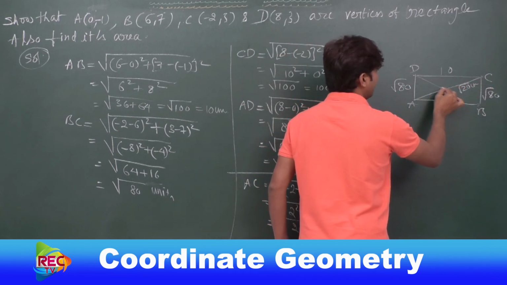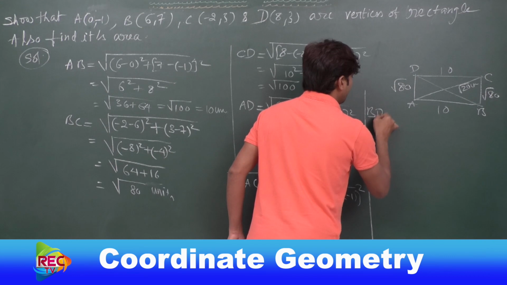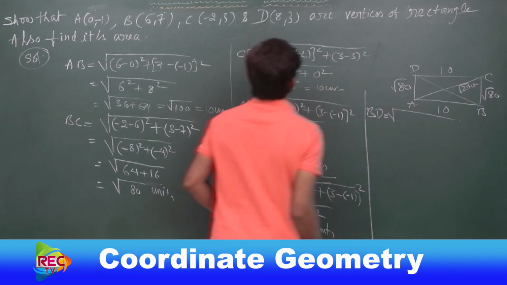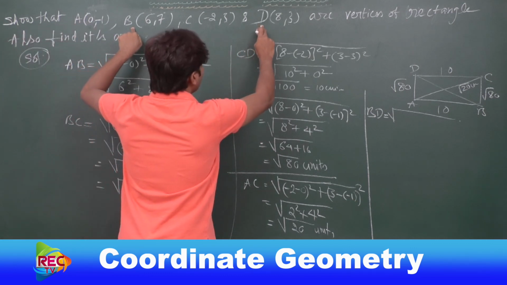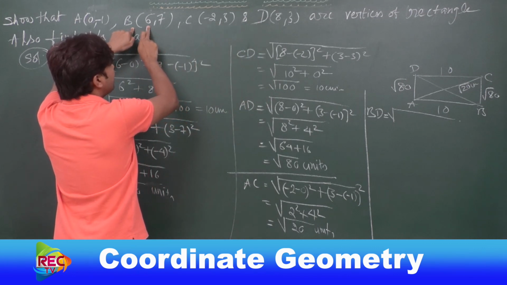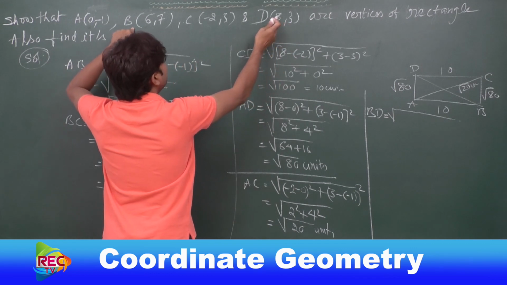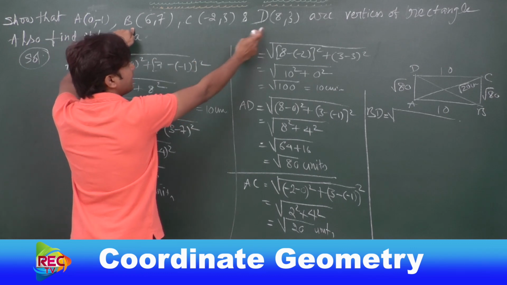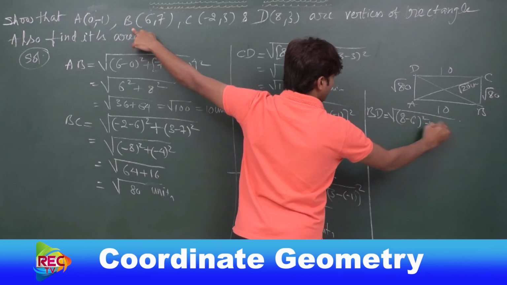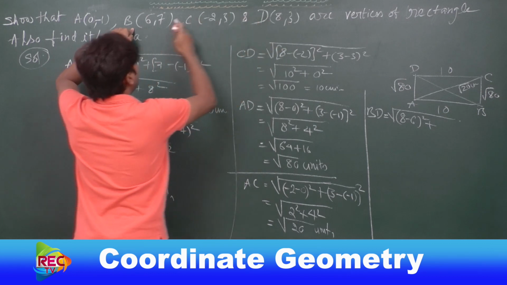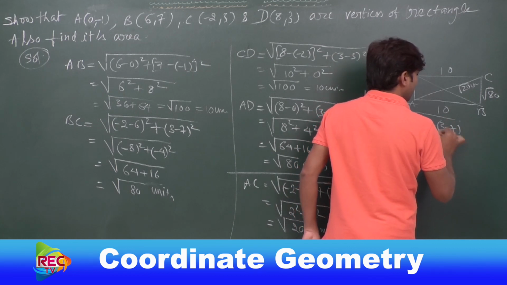Now we need to find BD. What is the length of BD? Let us find it out. Take this as point B and this as point D. This is x1, y1 and here 8 is x2, 3 is y2. The distance is x2 minus x1 whole square, so 8 minus 6 whole square, plus 3 minus 7 whole square.